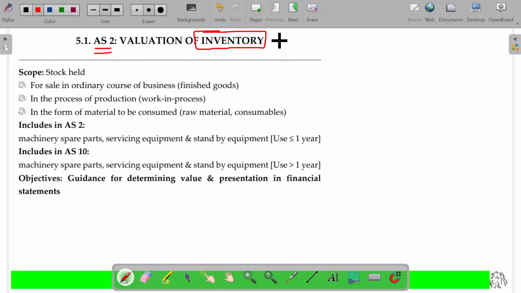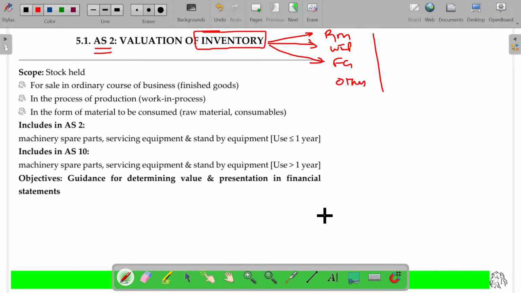Inventory could be of 3 stages: raw material stage, finished goods stage, as well as work in progress stage. Apart from that, some common stocks may also be available, others like consumables, fuel, oil, or some other material may also be kept. All the 4 items are going to be covered under AS number 2.